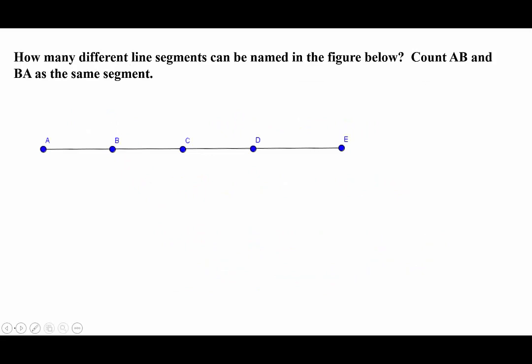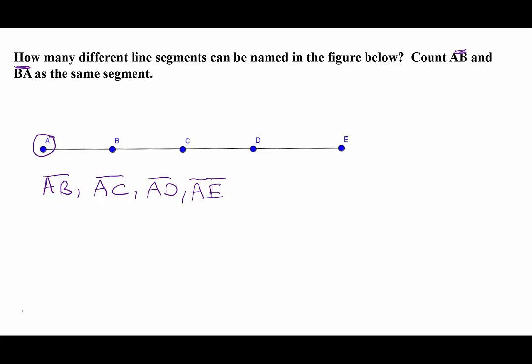Okay, so for our next problem, we've got: how many different line segments can be named in the figure below? We're going to count AB and BA as the same line segment. So let's start with A. Considering A, we can write AB, AC, AD, and AE. Now, A can't be used anymore because we count AB and BA as the same line segment. That's right. So now we're done with point A.